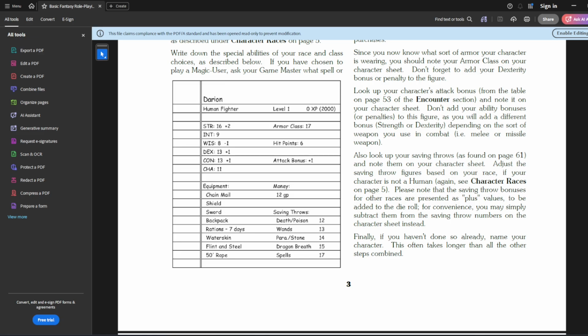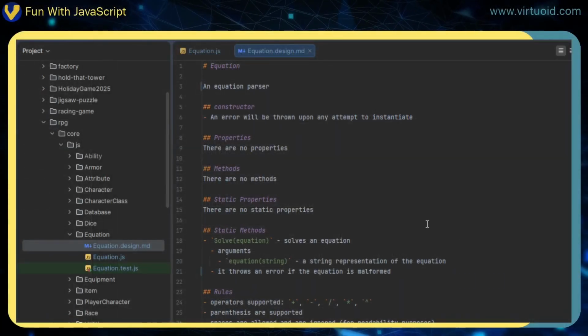Well, why that, I don't know. I'm just throwing examples out here. So today we're going to take a look at my equation class. So first of all, what we're going to do is let's go to the code itself. Well, actually, we're going to go through the design.